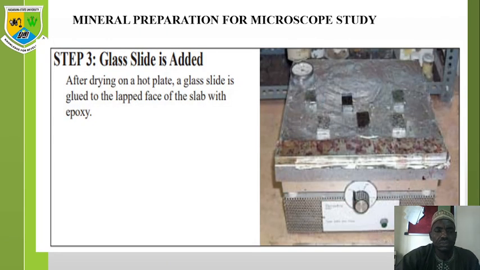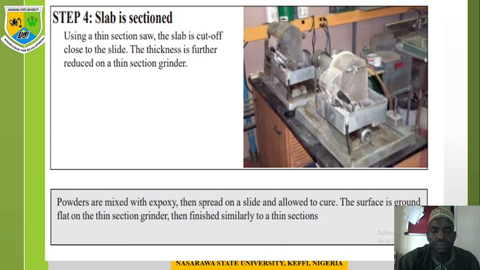Step 3. Glass slide is added. After drying on a hot plate, a glass slide is glued to the lapped face of the slab with epoxy. Step 4. Slab is sectioned. That is, using a thin section saw, the slab is cut off close to the slide. The thickness is further reduced on a thin section grinder.